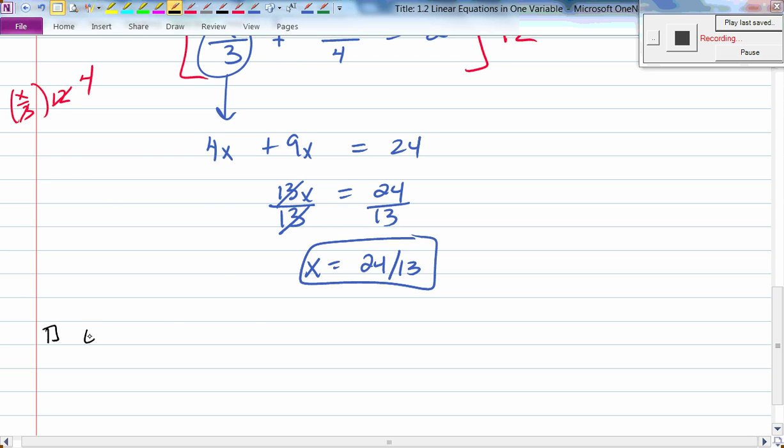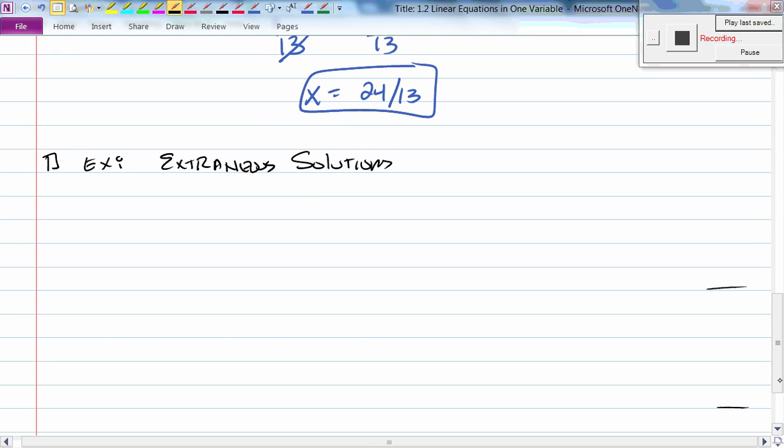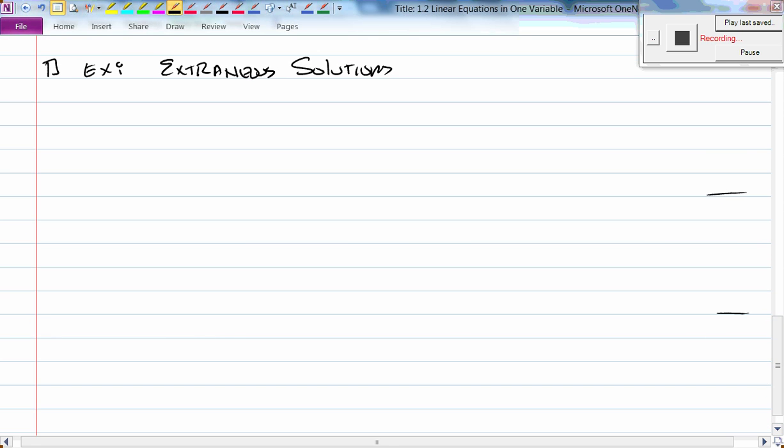I want to talk about problems that have extraneous solutions. Sometimes in mathematics, we come up with answers that don't exactly fit the mold for the problem. So let me give you an example. Let's say we're trying to solve for x in 1 over x minus 2 equals 3 over x plus 2 minus 6x over x squared minus 4.